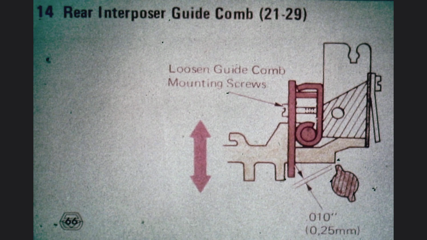Don't pay much attention to the title given to this adjustment. It is just plain wrong. While the rear interposer guide comb will come along for the ride in this adjustment, it is the height of the compensator tube which is critical and which establishes the rest position of the interposers.